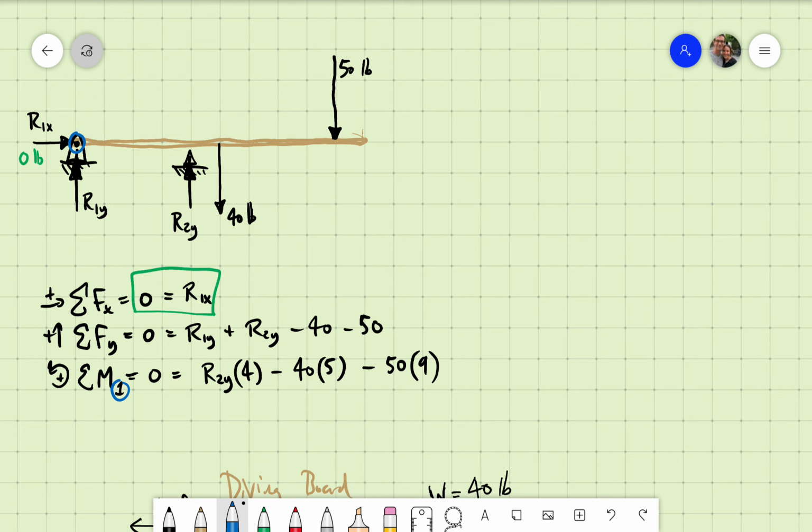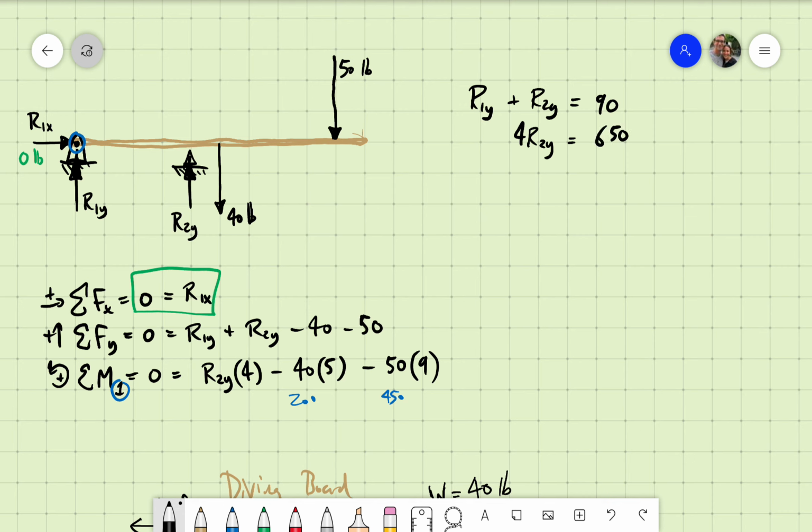Alright, let's play with these a little bit, as we have been doing. We have R1y plus R2y equals 90. Again, like I said, nothing changed there. And then we have 4R2y equals, now what do we got here? 40 times 5 is 200. 50 times 9 is 450. You add those together, you get 650.